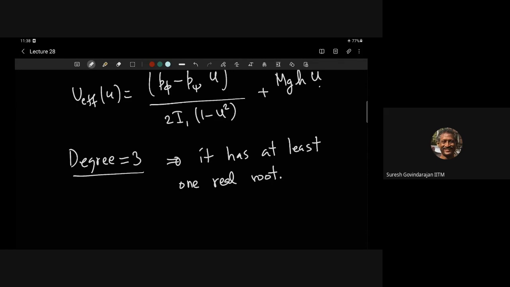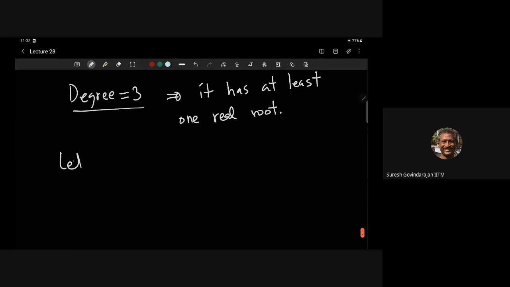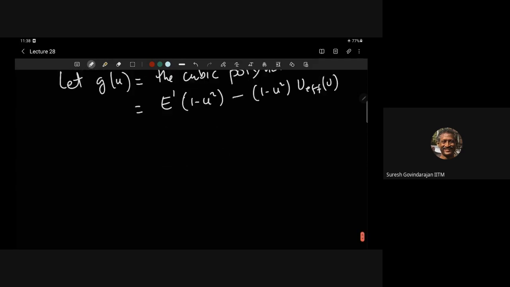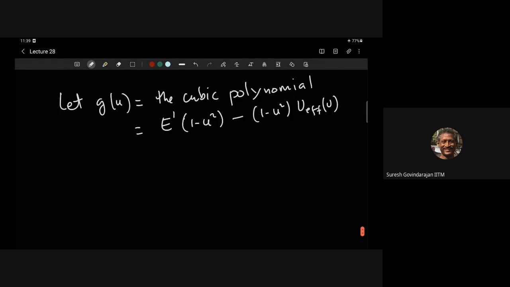Let's call the polynomial g of u, the cubic polynomial. We'll write it, which is just E prime into 1 minus u squared minus (1 minus u squared) times u effective of u. And we are asking for the zeros. First point is that we know that u is restricted between minus 1 and plus 1. Let's ignore this for a moment and ask how it looks for large u.